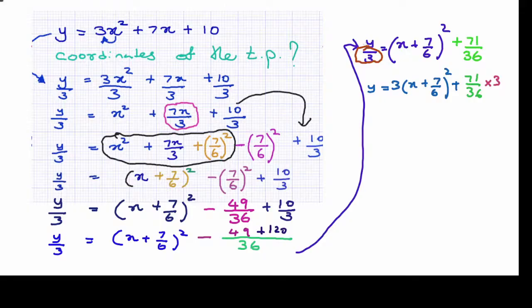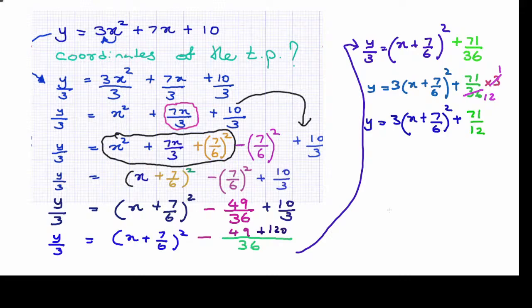What's down here? So we have y equals 3 times (x plus 7/6) whole thing squared. What is 71/36 times 3? We can cancel. 3 has one 3 and 36 has twelve 3's. So we get 71/12.